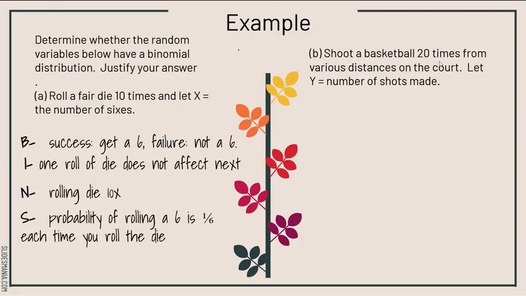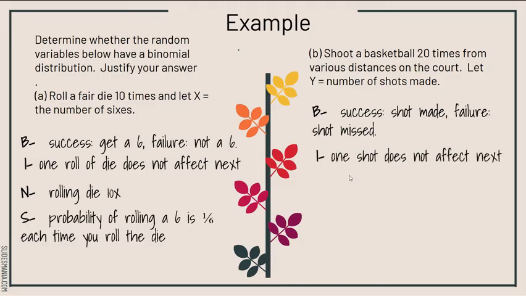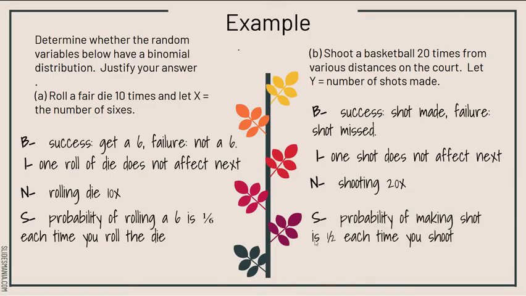Let's go to the next one. Shoot a basketball 20 times from various distances on the court. Let Y be the number of shots made. So let's check our BINS. B for binary. Success, shots made. Failure, shots missed. So there is clear success, clear failure. I, independent. Does making one shot affect the next? No. One shot does not affect the next. So it is independent. N: how many trials? It says 20. So shooting 20 times. And S: probability of making a shot is 1/2 each time you shoot. You either make it or you don't.